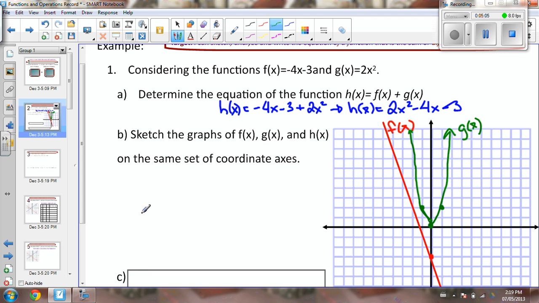I can either set up an axis, x and y, pick some points for x, find my points for y by subbing them in, and then graph it. Or I can let my calculator do the work here, plug it in, and get some points for x and y. So I'd ask you guys to plug that in, get some points for x and y, and then we can sketch our h of x on there in a third color.